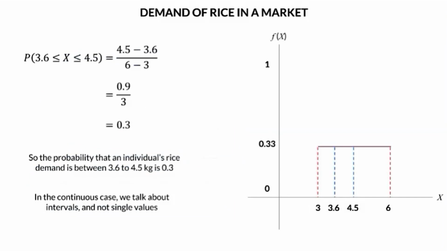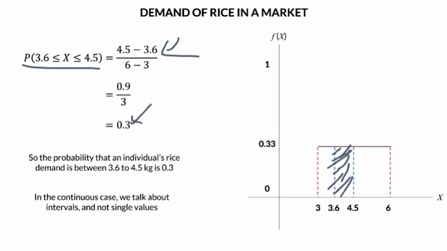It's very easy to find. Using the formula or just the understanding, all you need to do is find the area under the curve of your interval. So 4.5 minus 3.6 times the height, which is 0.33, or you can use the formula D minus C by B minus A. So 4.5 minus 3.6 by 6 minus 3, you'll get the answer as 0.3.